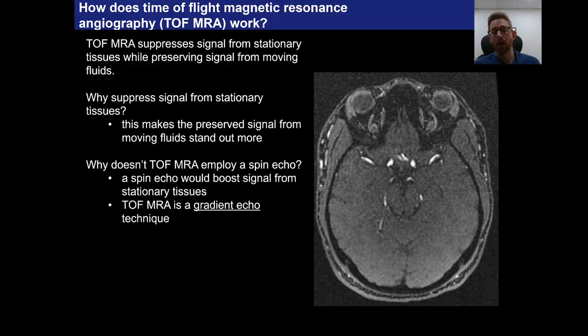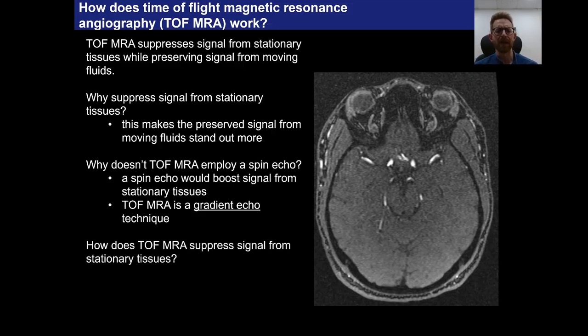We're going to have a gradient echo, which basically means instead of putting that 180-degree radio frequency pulse in between 90 and TE, we just leave that out. That makes it a gradient echo sequence. So that's the first point I want to make about time of flight MRA. No spin echo, right? Because that's going to defeat the entire point. We want to make the arteries white. A spin echo would make the arteries black.